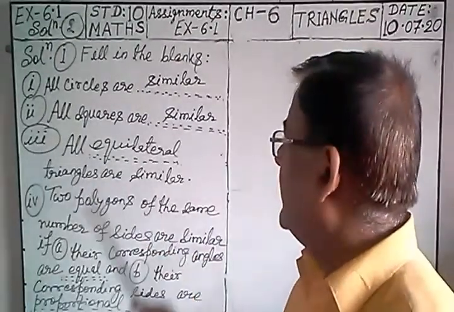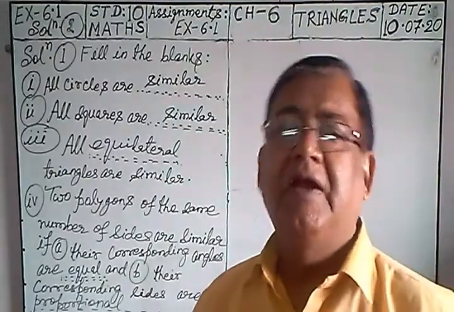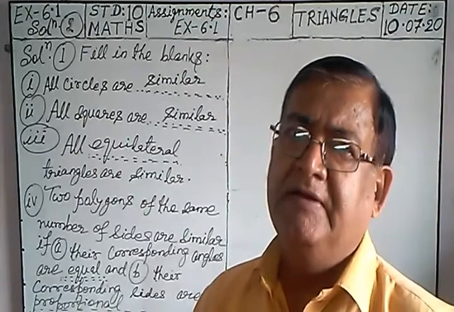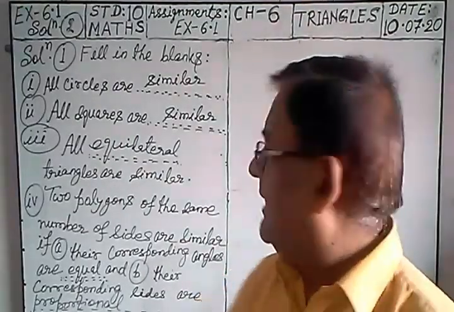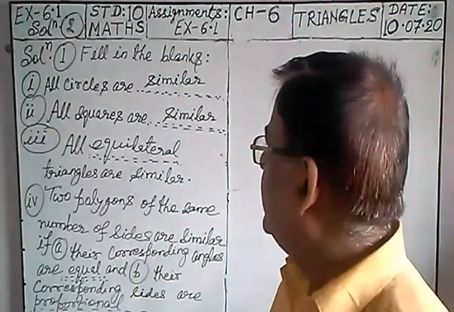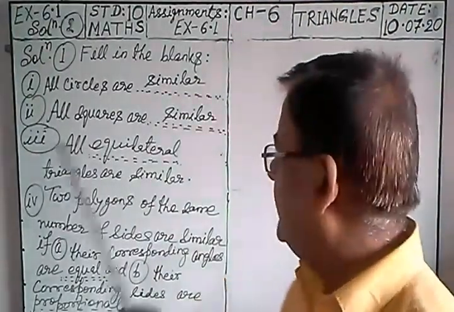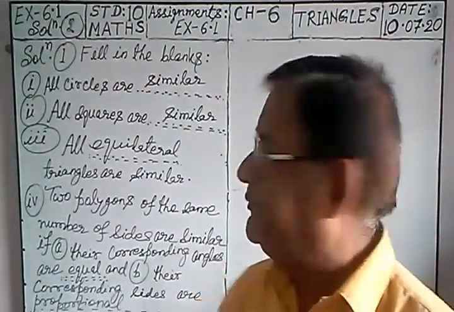What is there in this dash? All equilateral triangles are similar. Because scalene triangles are not similar, isosceles are also not similar, and right angle triangles are also not similar. So it is only the equilateral triangles which are similar. This is the correct option.